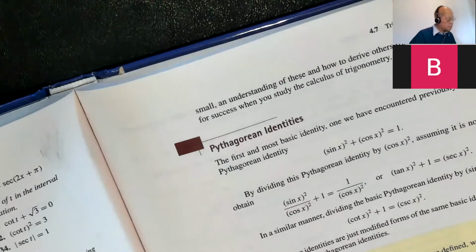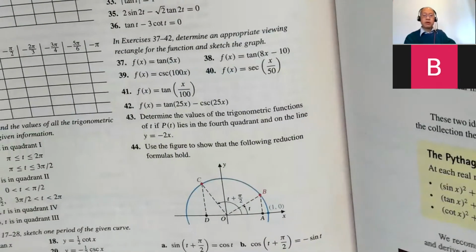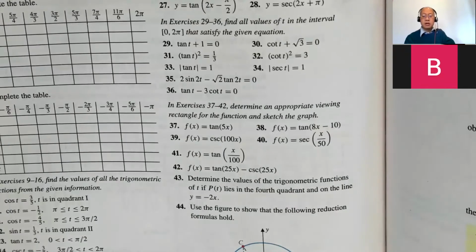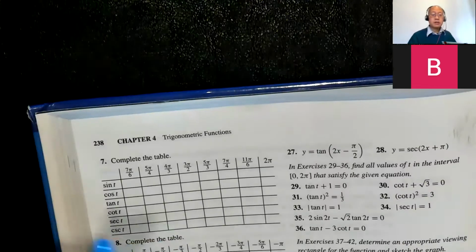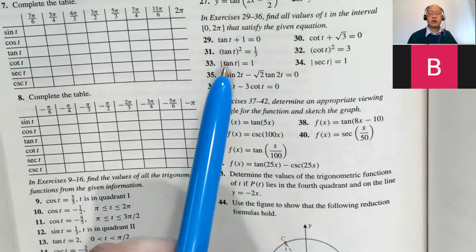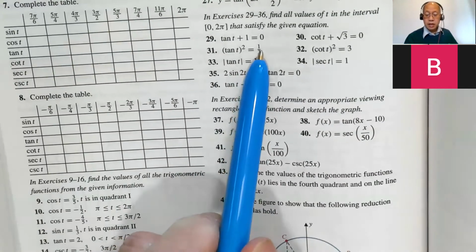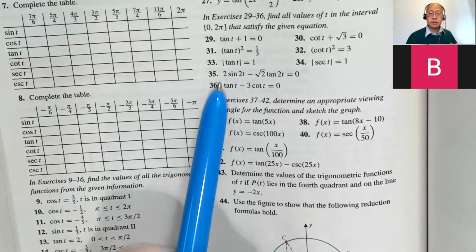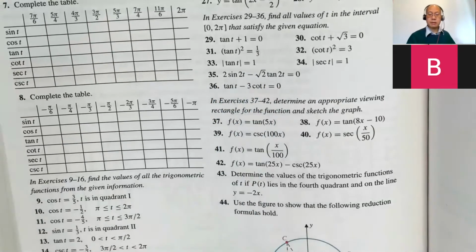Let me do for you problem number 31 on page 238. This is a little bit bigger. Tangent squared of t is 1/3. And then I was going to do 35. 2 sine 2t, and so on. Okay. And then I'll be done with this section.